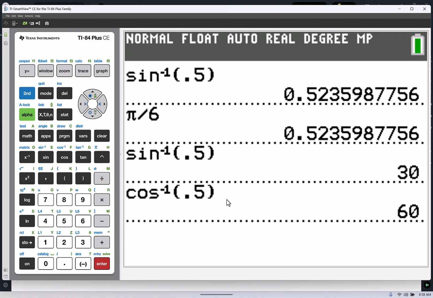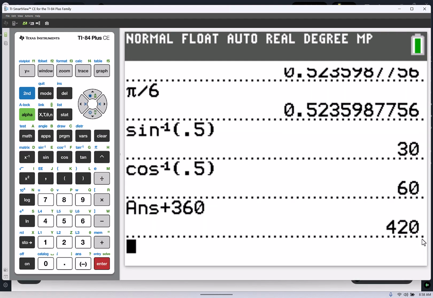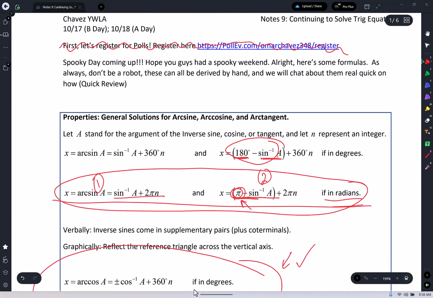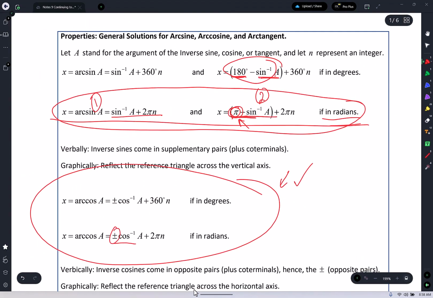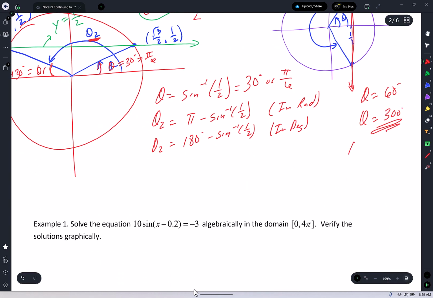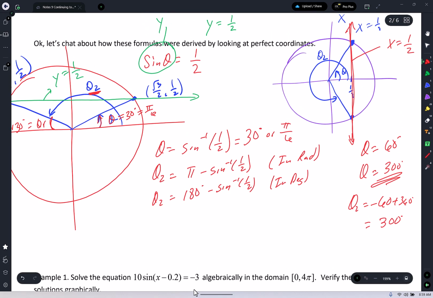Child, what if I do a revolution? Will it give me the 300? No. It'll just give you another coterminal angle to the 60 degrees, the 420. So how do I get the 300 degrees? Well, that's where the plus minus comes in. See that plus minus in front of the cosine or the arc cosine? If I go, I'm going to write theta 2. Negative 60 plus 360, do a revolution, that one will give you, check it out, 300, which is this angle, theta 2.